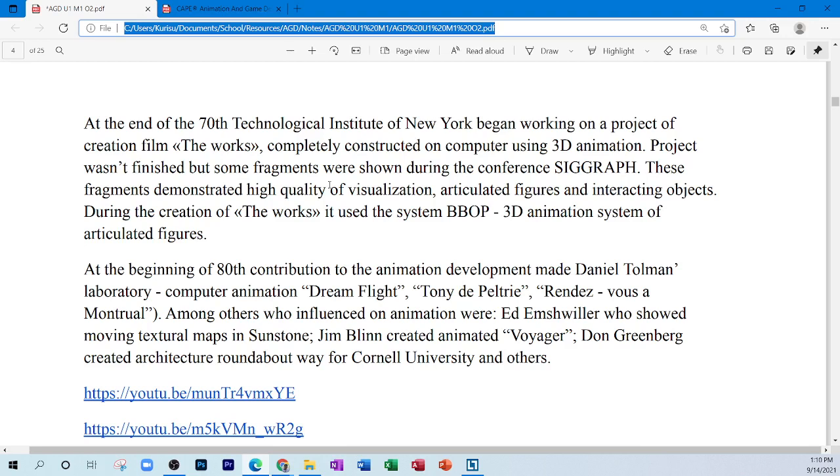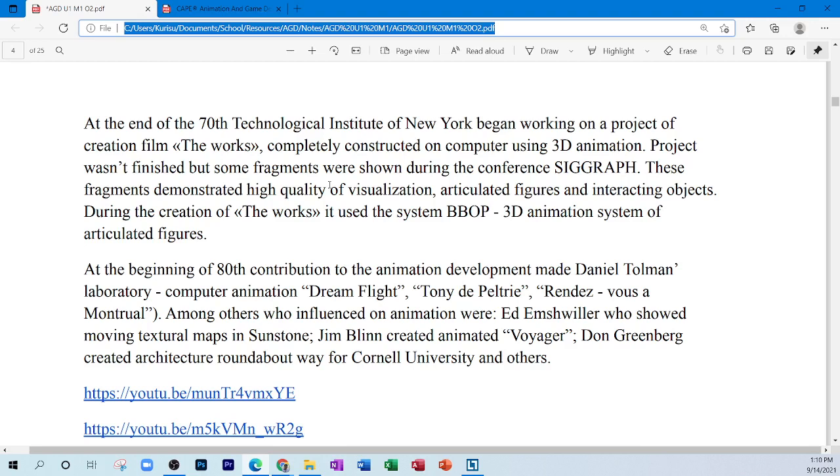Who influenced animation were Ed Emshwiller, who showed moving texture maps in Sunstone. Jim Blinn created animation for Voyager. Don Greenberg created architecture roundabout for Cornell University, and others.